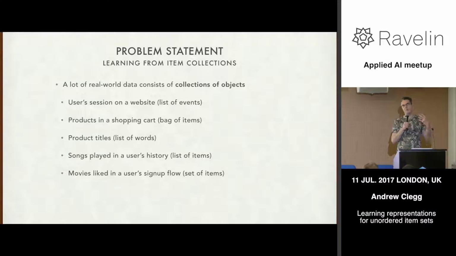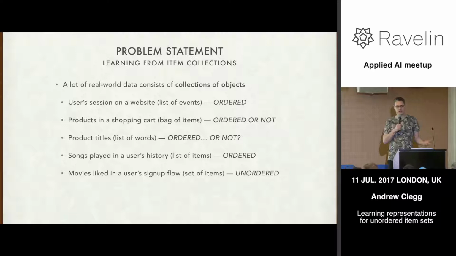And quite often we want to be able to do recommendations or predictive analytics of some sort based on these collections of items. Some of those are very clearly ordered, right? The events which occur during a user's visit have a very natural order. The songs that are played in a user's listening history have a very natural order. And of course, their tastes might evolve over time if they've been a customer for a service for a long period of time.